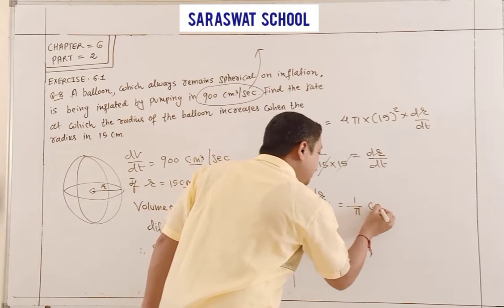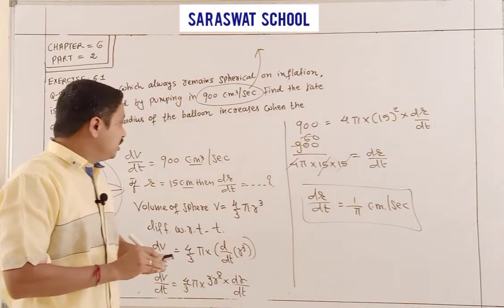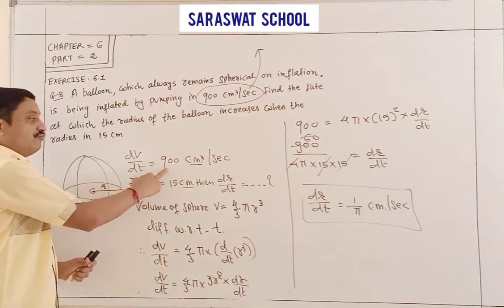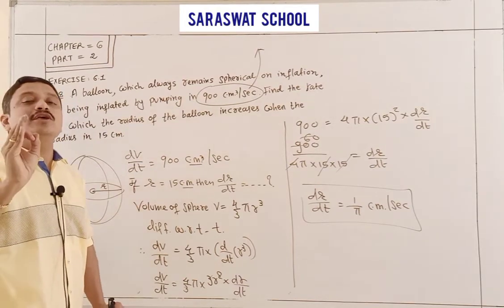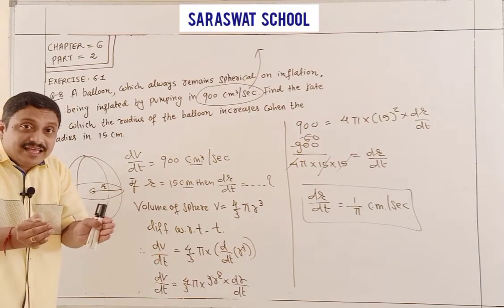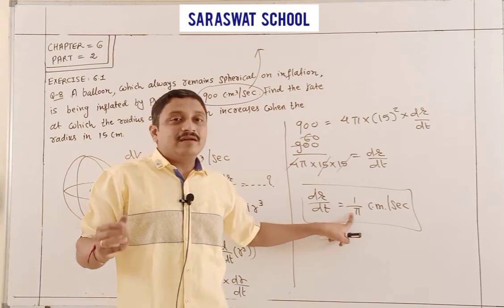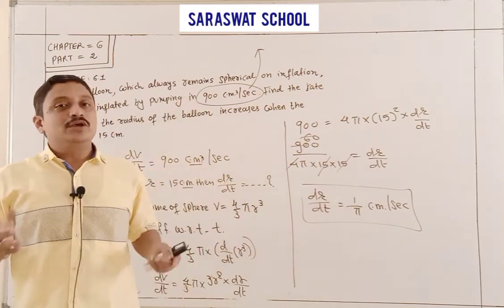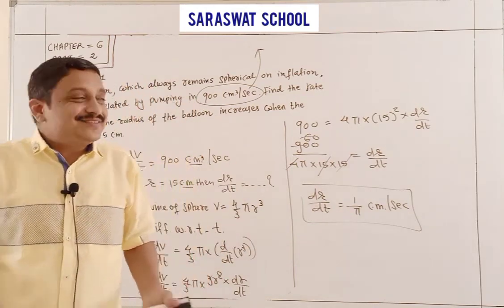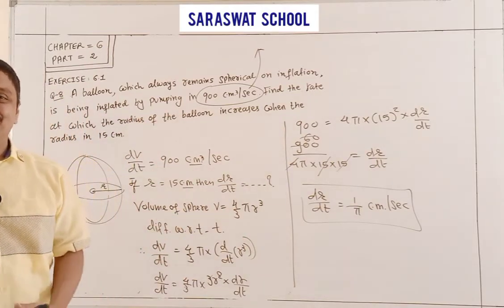1/pi centimeter per second. It means if the volume in the balloon increases by 900 cm³ every second, then when the radius is 15 cm, the radius is increasing by 1/pi centimeter every second. Yes students, it's very easy. So now next I go after that.